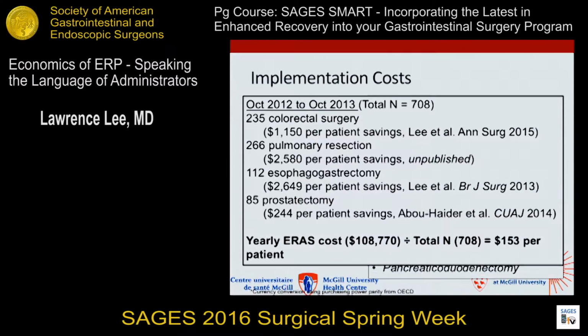from October 2012 to October 2013, around 700 patients, give or take, were managed with enhanced recovery pathways. So when we take the $110,000 divided by around 700, it ends up being around $150 per patient. And when we look at the cost savings that our institution, very specifically to our institution, has recognized based on these pathways, you see that just any one of these pathways in and of itself more than makes up for the upfront costs.